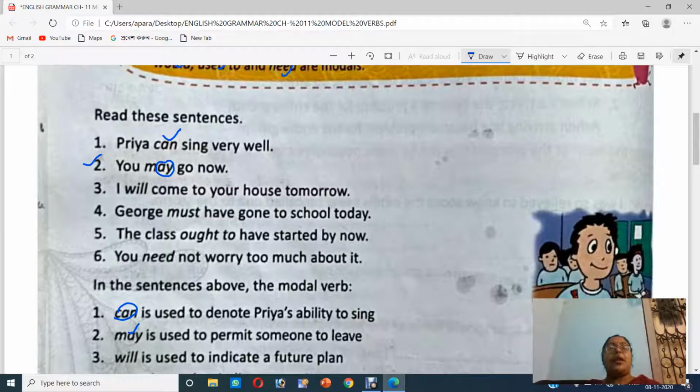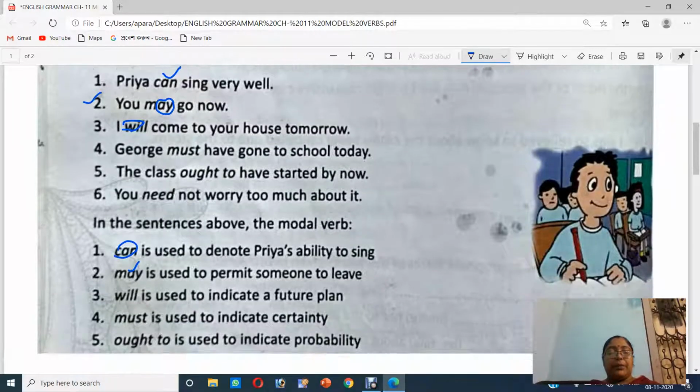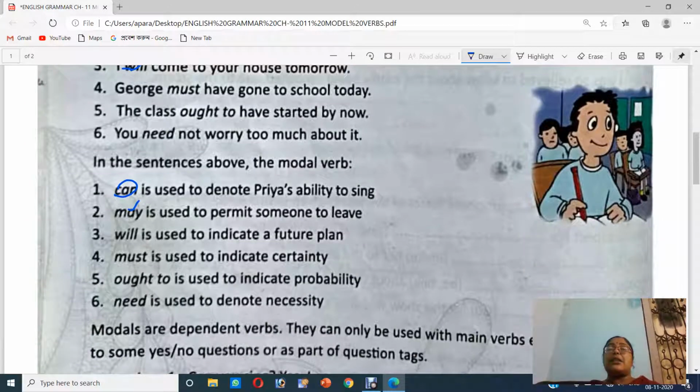Now number 3 there. I will come to your house tomorrow. Now which is the modal verb used? Will. Now what is will doing for us here? See, will is used here to indicate a future plan. I will come to your house tomorrow. So it is telling us what my future plan is, what my planning is about tomorrow. This word will is the modal verb which is used to indicate our future plan.